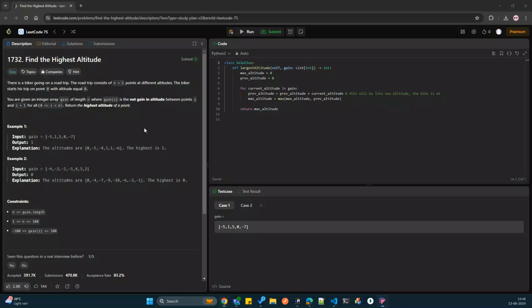Okay, so the next problem in LeetCode we are solving is Find the Highest Altitude. A biker is going on a road trip, and let's say that we are starting our road trip on a flat road initially, where the altitude is 0. If there is a hill, we'll consider that some x meter height or something like that. So we have different stops, and at the different stops we have the altitudes given.